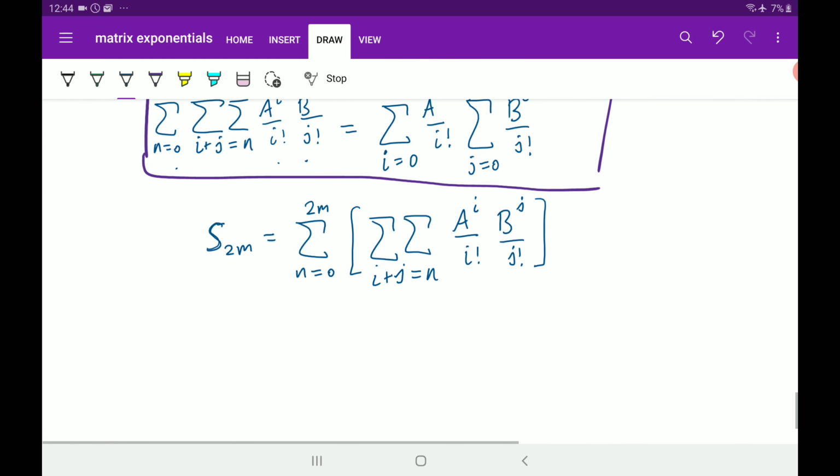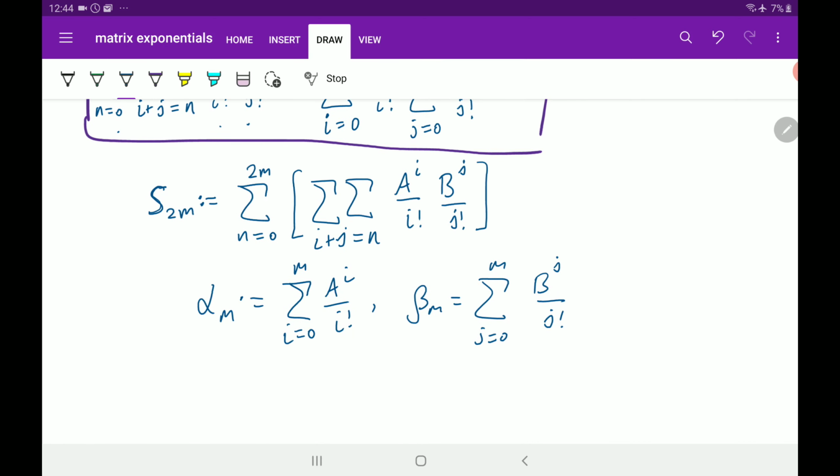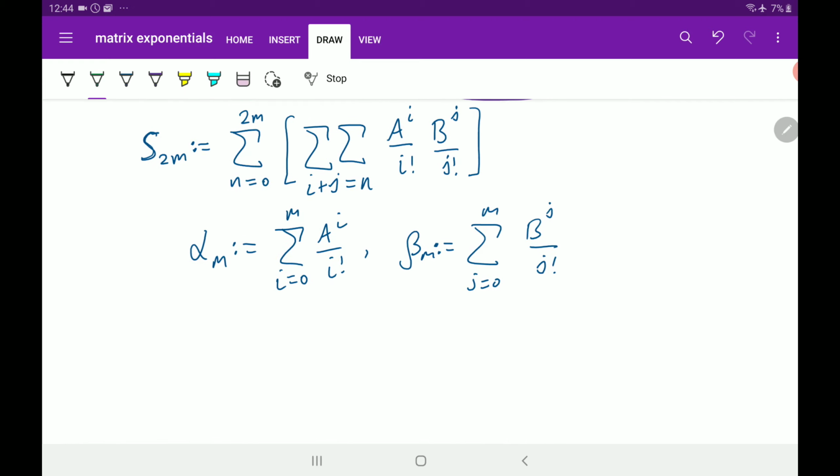Alright? And let's define alpha of m to be this, beta of m to be this series. Okay, just going to write it with a different dummy index. And we define this. So this is our definition of S, this is our definition of alpha, and this is our definition of beta. Okay? So what we want to show is that S_2m minus alpha_m beta_m goes to 0 as m goes to infinity.